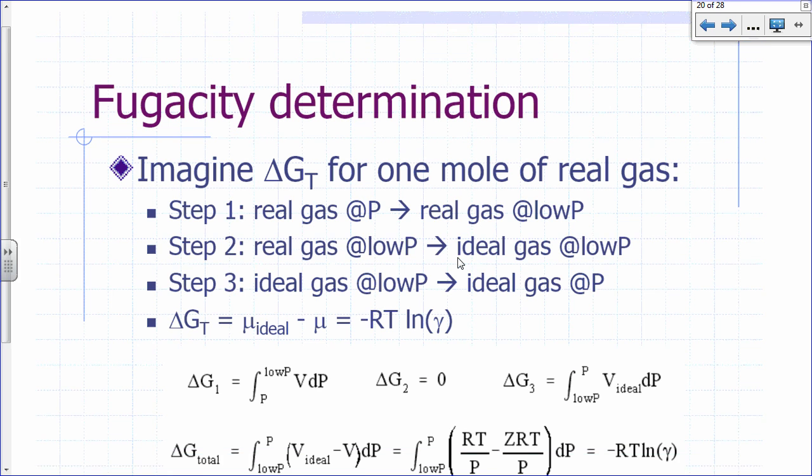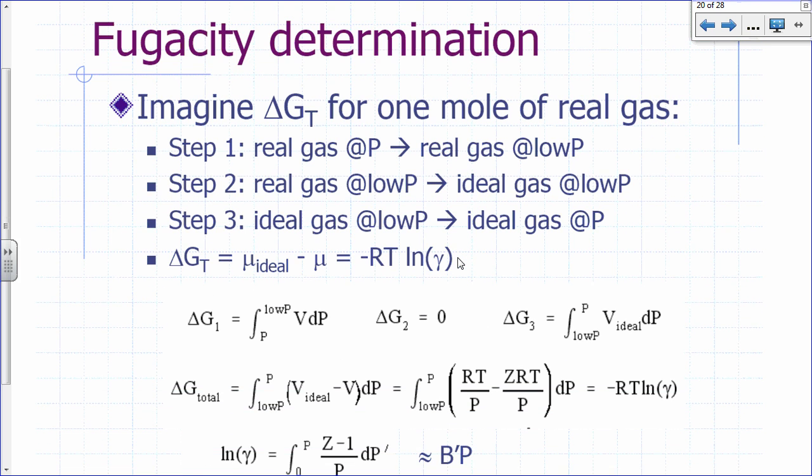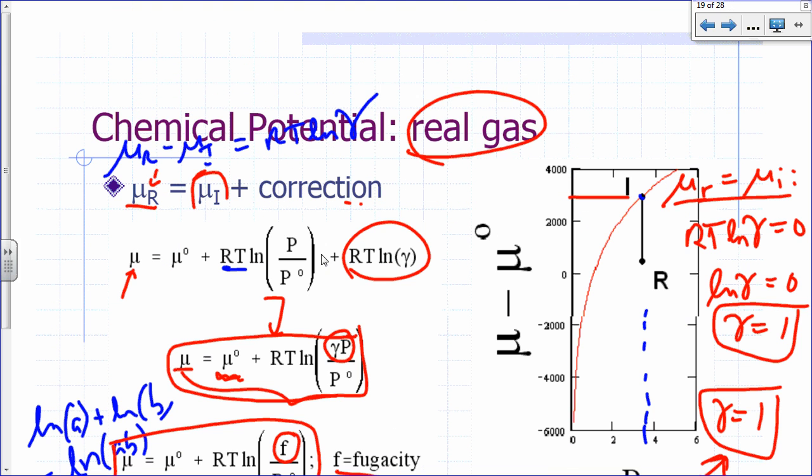Now, how do we determine the chemical potential? Well, remember, chemical potential is just Gibbs energy per mole. So let's calculate delta G for 1 mole of a real gas, and let's change it to an ideal gas at pressure P. So we're going to compare ideal minus real. What did we have before? We said mu real minus mu ideal.